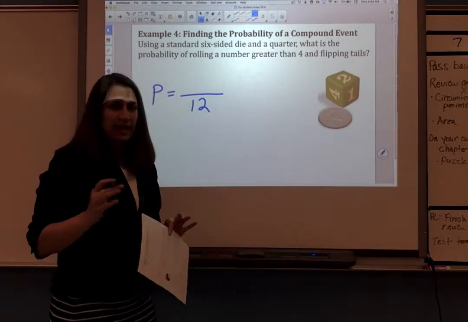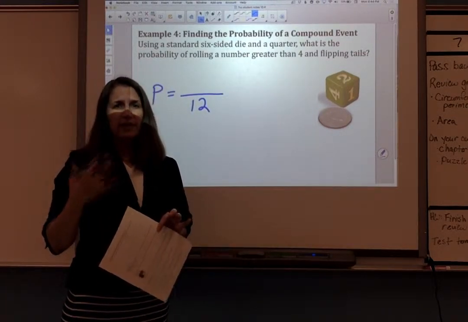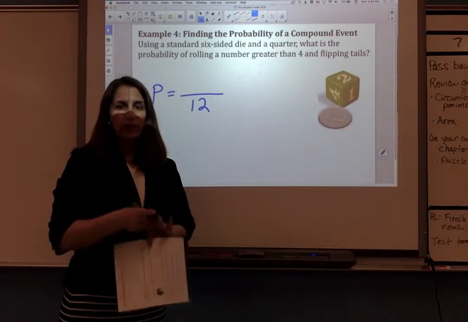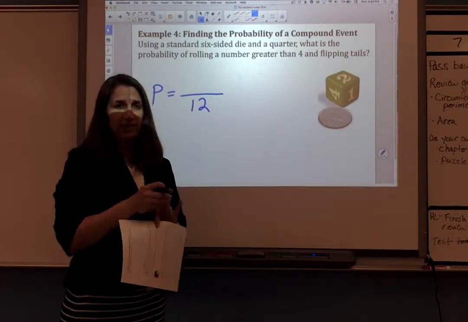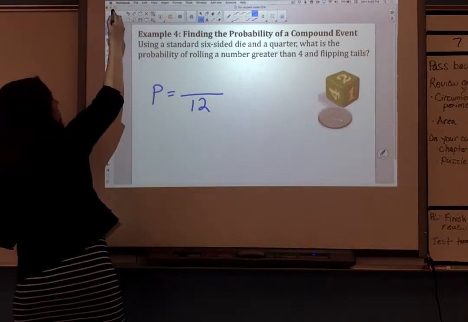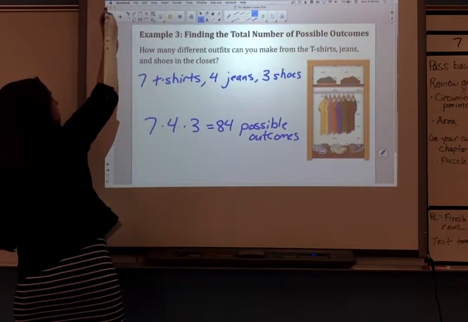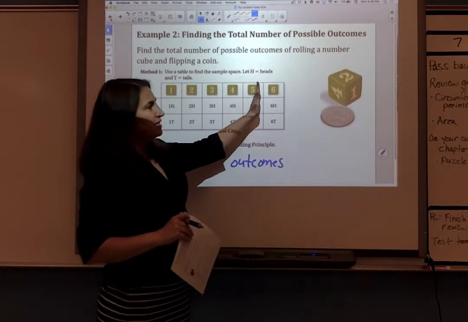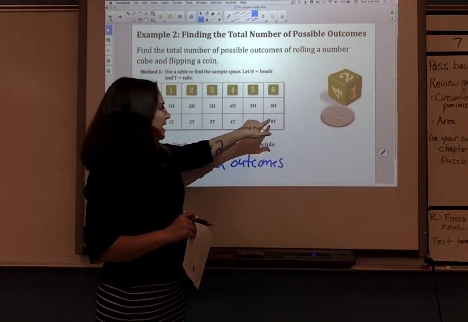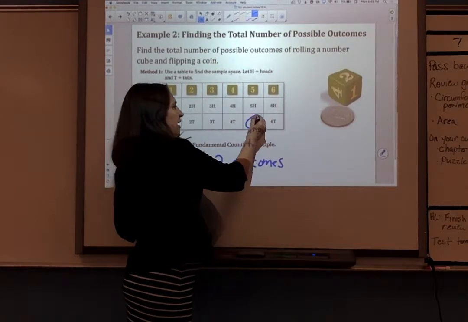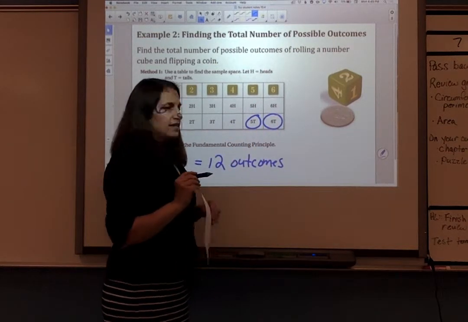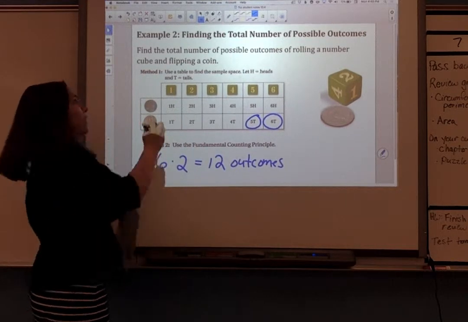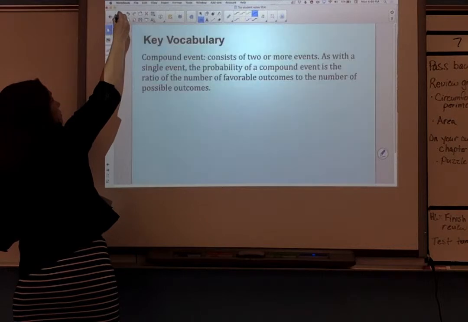Now, I'm going to go back to that table so that we can see how many of those outcomes had a number greater than 4 and tails. So let's look back there for a minute. Okay, so a number greater than 4 means it has to be 5 or 6 and tails. So we're looking at 5 and tails, 6 and tails. So that's 2 favorable outcomes out of the 12.